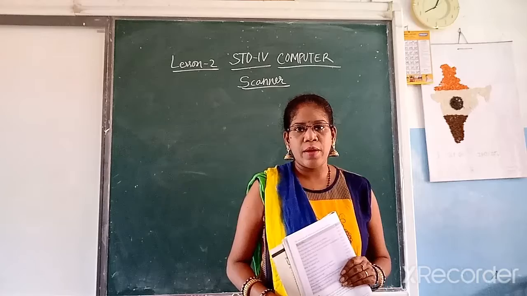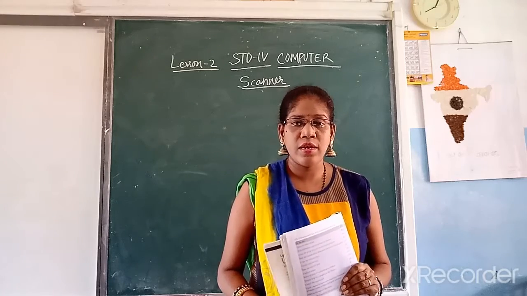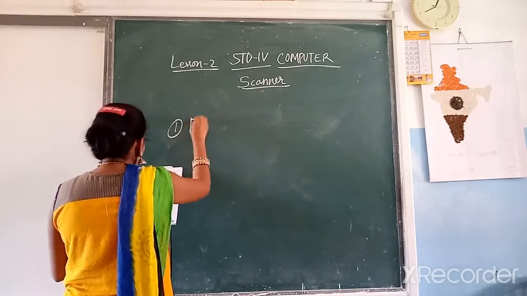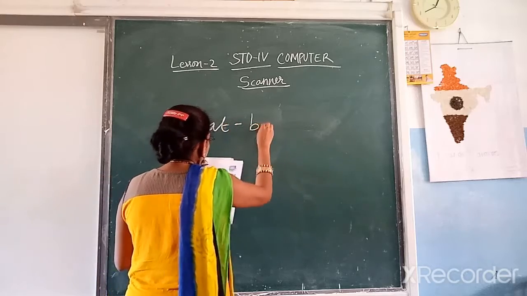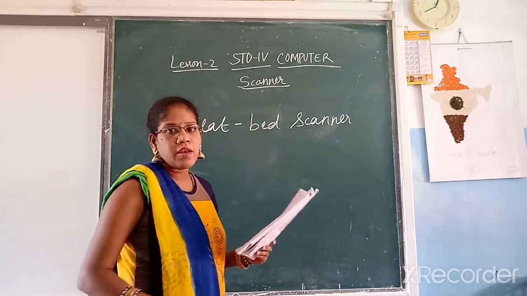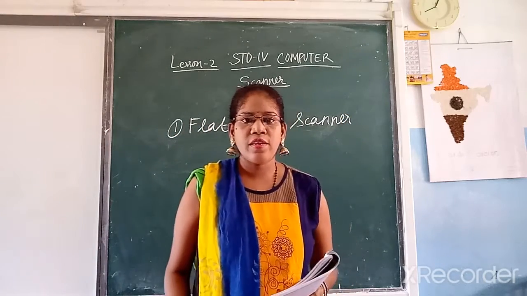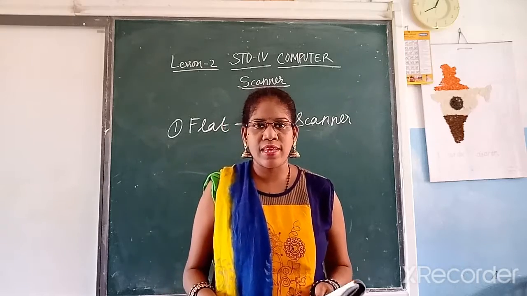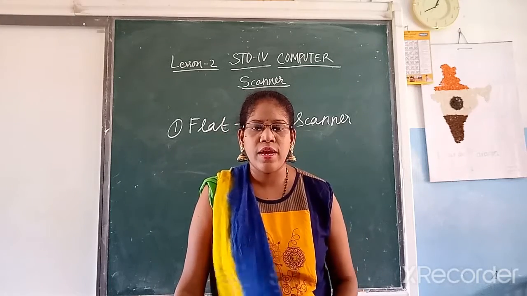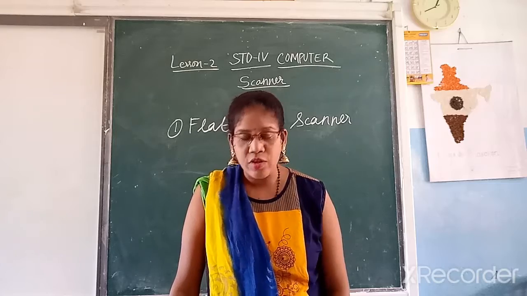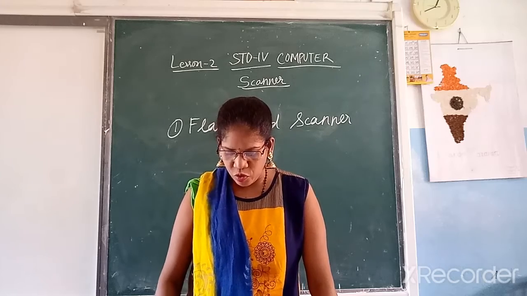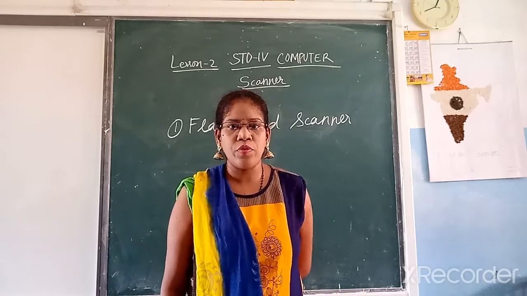Basically, there are many types of scanner, but we will read here about three types of scanner. The first one is the flat bed scanner. This is an optical scanner which is placed on a flat surface. The scanner is in a flat shape, makes use of a flat surface, and it consists of glass. That's why it's known as an optical scanner. It is used to scan photographs and documents into your computer.